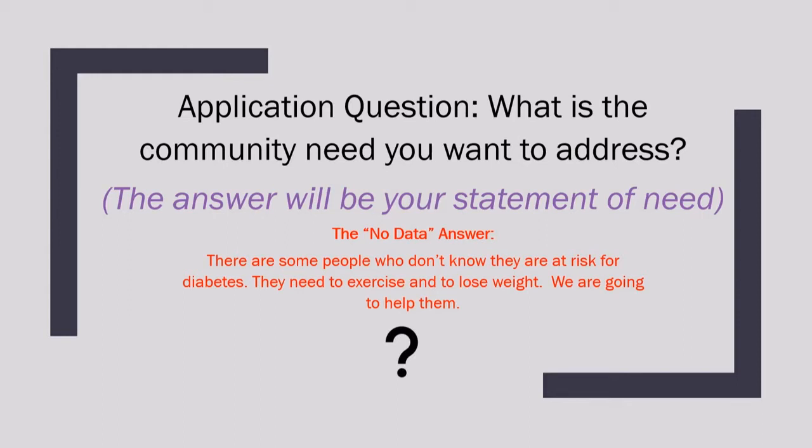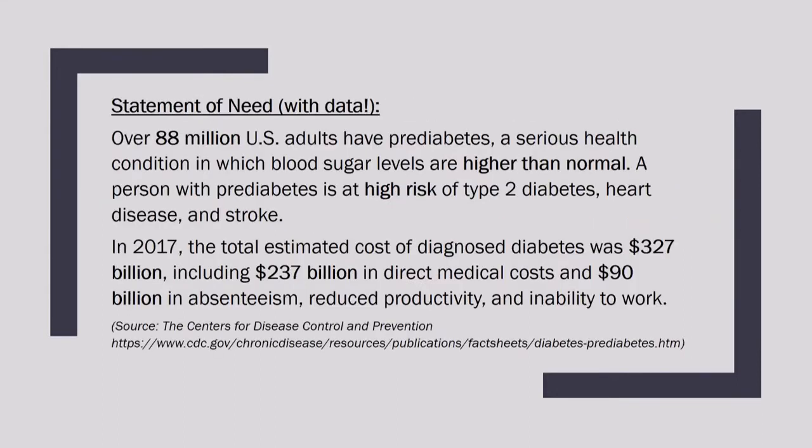Convincing? How about a need statement like this instead? Note the data and measurables. Over 88 million U.S. adults have prediabetes, a serious health condition in which blood sugar levels are higher than normal. A person with prediabetes is at high risk of type 2 diabetes, heart disease, and stroke. In 2017, the total estimated cost of diagnosed diabetes was $327 billion, including $237 billion in direct medical costs and $90 billion in absenteeism, reduced productivity, and inability to work.